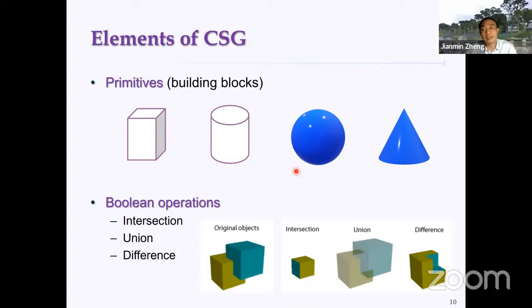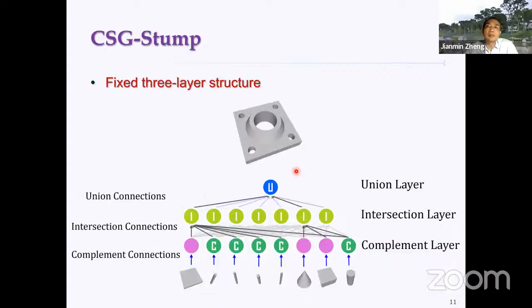As I mentioned, the CSG tree might not be suitable for learning, or at least it's difficult for learning. So to get rid of this dynamic nature of CSG trees, our basic idea is to flatten the CSG tree. We try to group the same Boolean operation together, for example, all the intersections together. In this way, eventually we come up with a fixed 3-layer structure. We call it the CSG stem. The CSG stem has 3 layers.